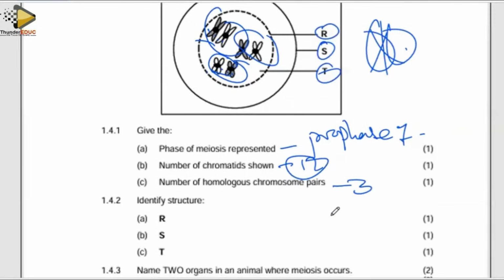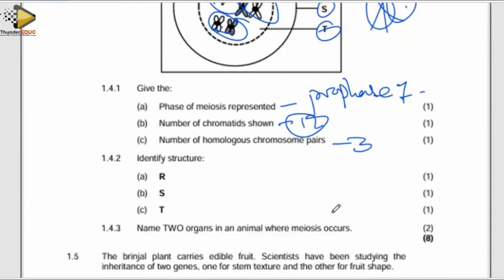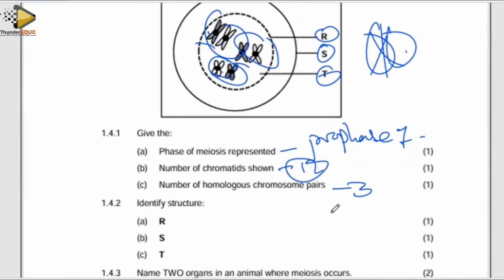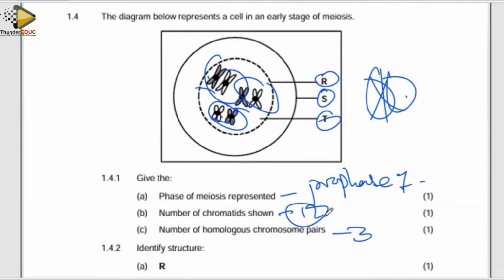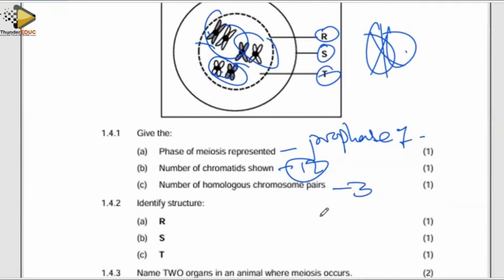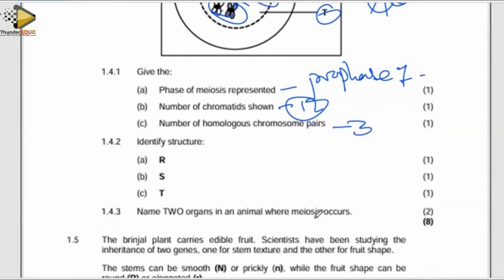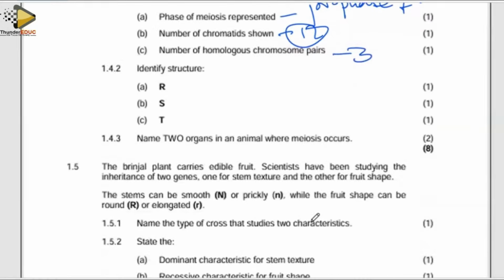Then they are saying identify the structures. R, we say the nuclear membrane. S, we say that is the cell membrane. And then T, we said is the nucleoplasm, the fluid of the nucleus.